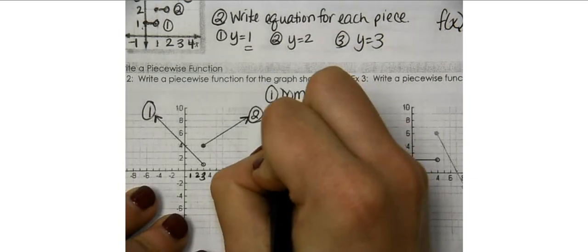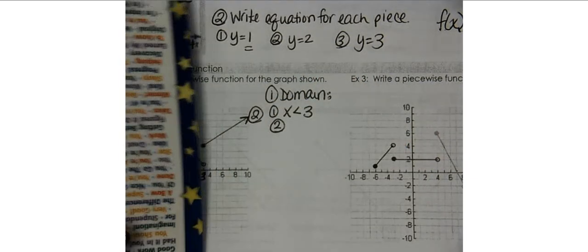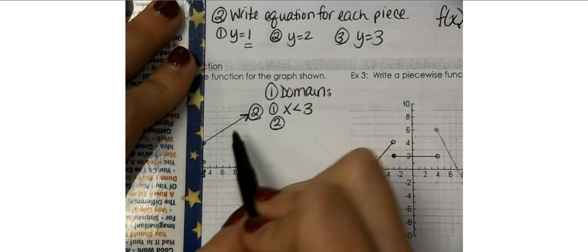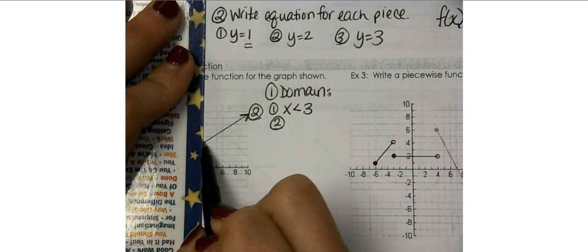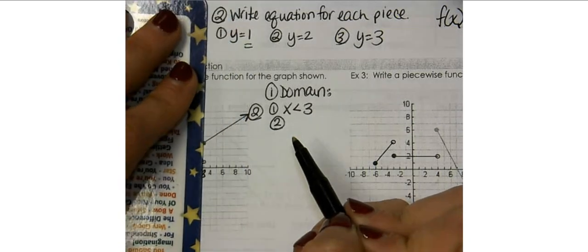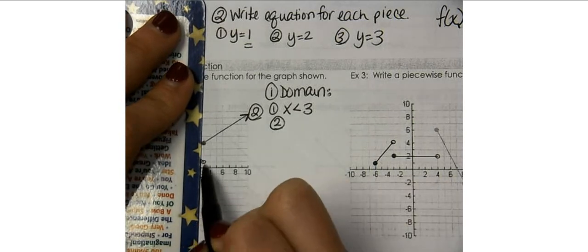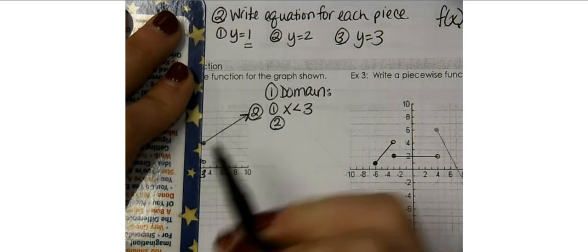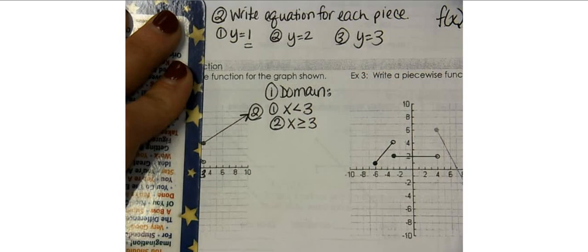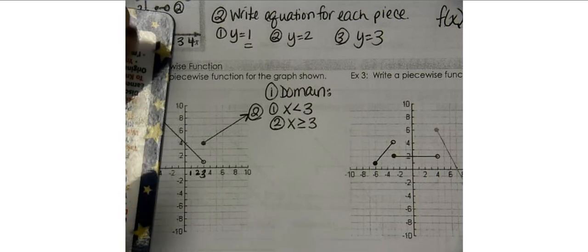For the second equation, let's go ahead and look at this domain. It has a closed circle, and all of the values of x that are greater than are being touched. And so since it's starting at the number 3, my domain piece is going to be x is greater than or equal to 3. Cool. I have my domain identified.